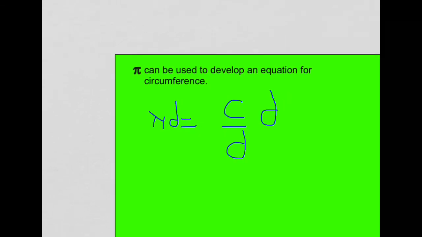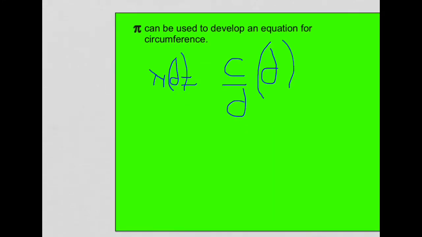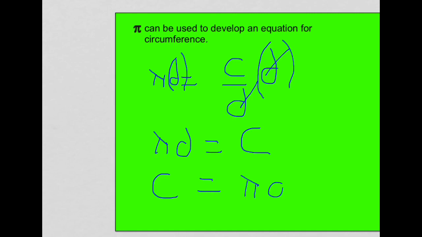Now, remember, we don't use multiplication signs to show multiplication. We just put the letter beside it. Normally we put parentheses, right? So times d times d. I do that to both sides of the equal sign. Let's see what we get. Well, I get pi times diameter equals, this d and this d cancel off, circumference. Or, the other way I could write this as circumference equals pi times diameter.